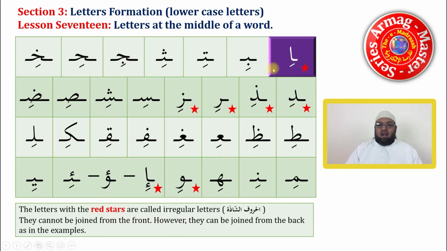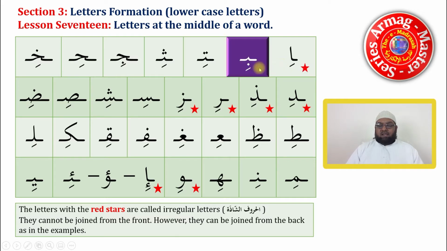Okay? Let's look at the letter Ba. We said that the connection lines are the one from the right to left, yeah? And the one from the top to bottom is the letter. So here, Ba is at the middle of a word. So this first connection line here tells us that there is a letter before it. Then the other connection line tells us that there is another letter after it. So Ba is at the middle. So this is how we write Ba at the middle. Okay? So let's read from the next letter.